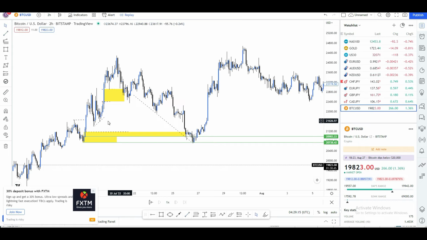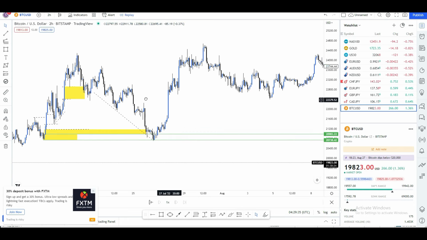This imbalance right here was covered up. That move covered the imbalance, and we can see some liquidity being built right there. Price came all the way down, and we had a nice opportunity to enter the market going long.